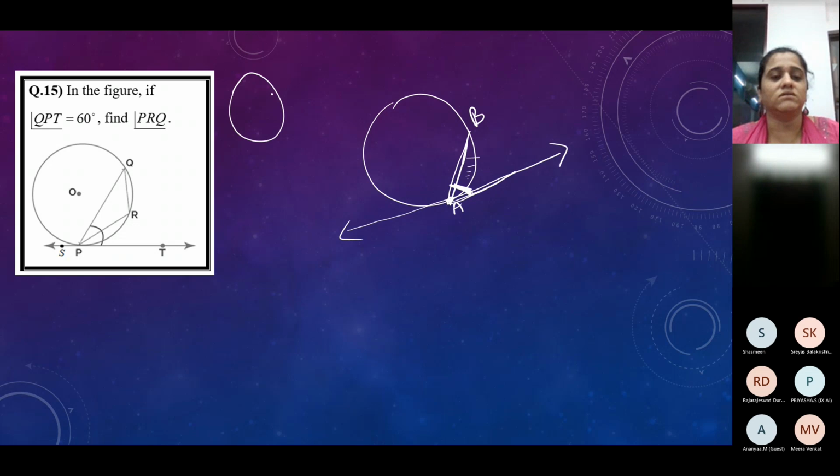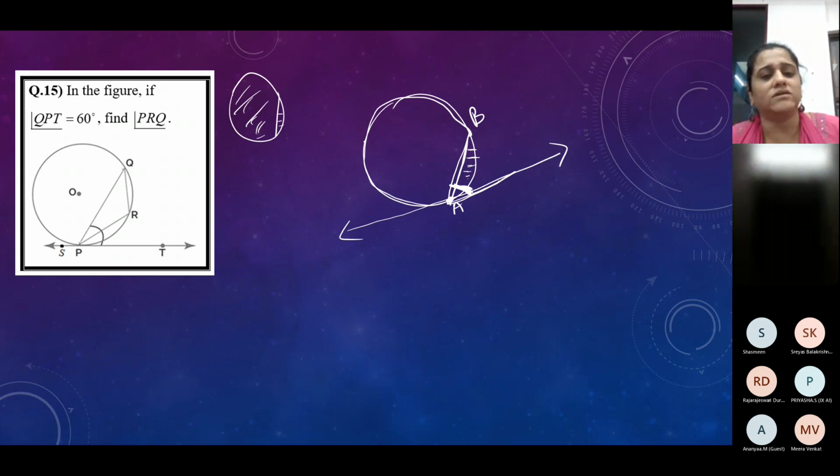See here, this is the minor segment, this is the major segment. Now leave this one. Since the angle is in the minor segment, take the alternate segment, the major segment. So this is the arc of the major segment.